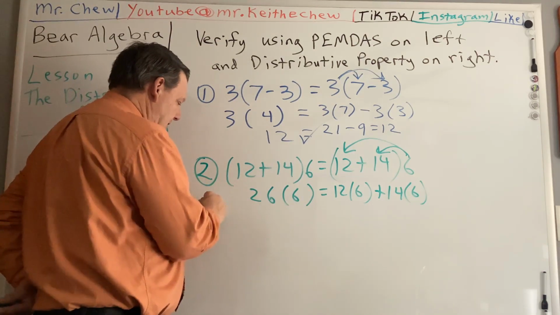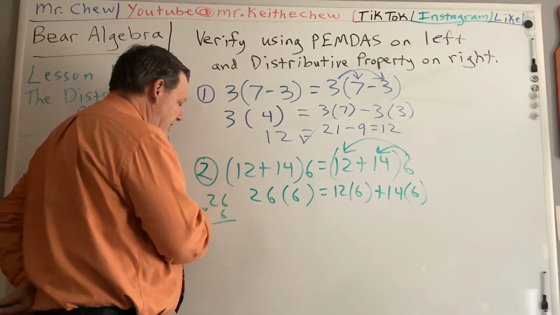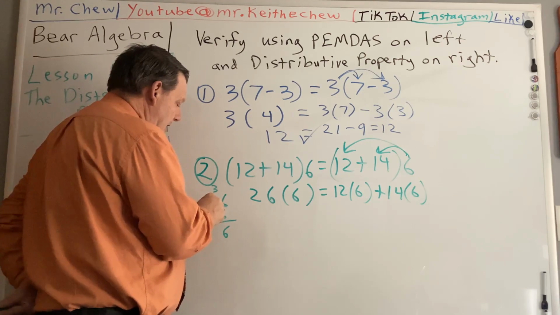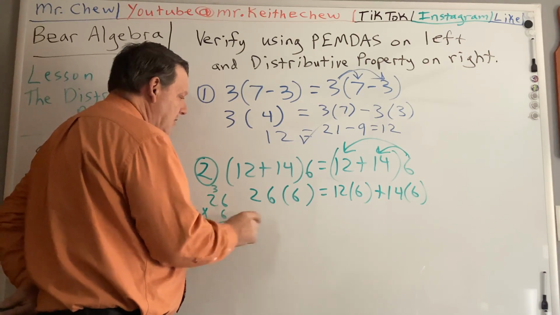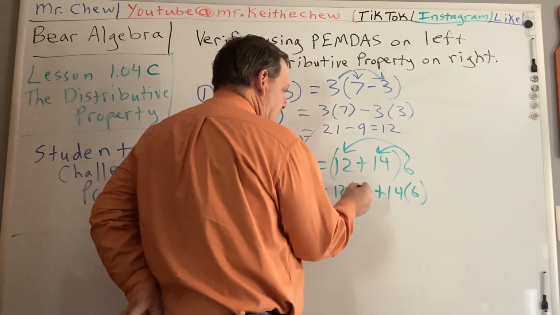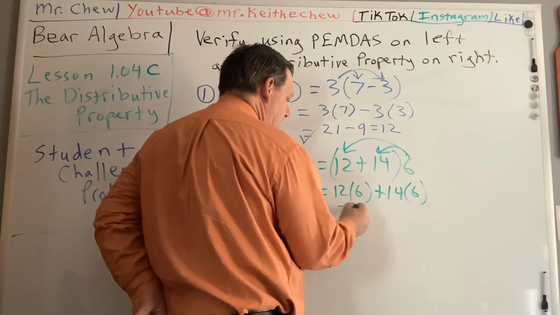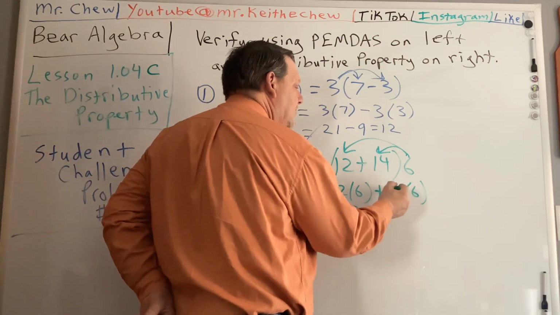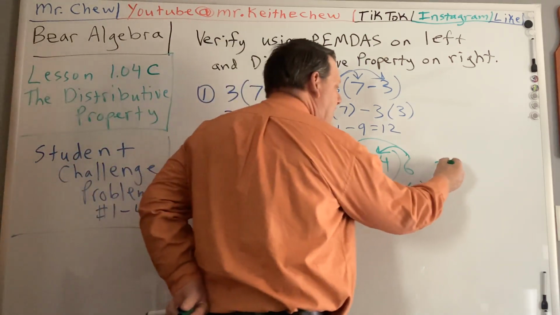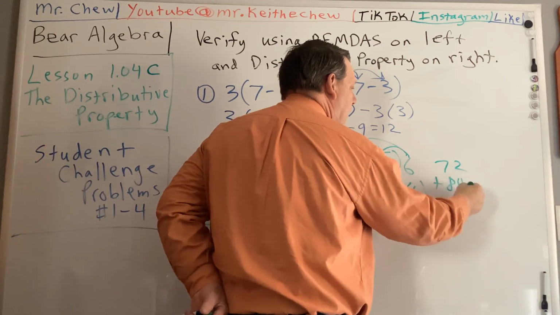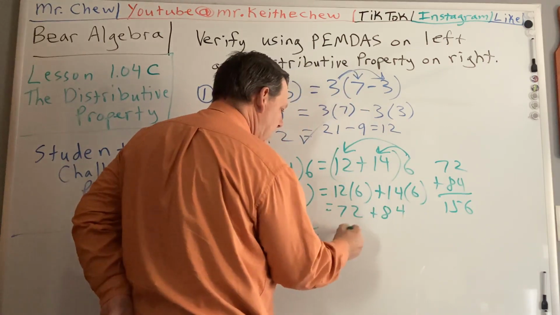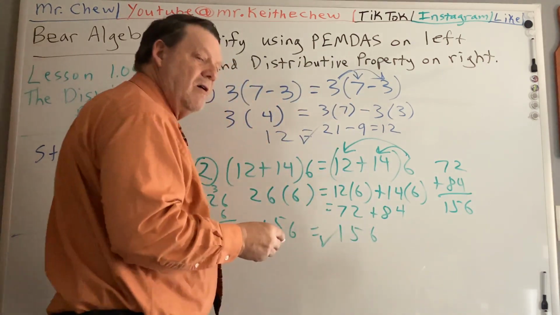26 times 6. I'll go ahead and long multiply just to give practice on that. 6 times 6 is 36, carry the 3. 6 times 2 is 12, plus 3 is 15. So that's 156. So 6 times 12 is 72. 6 times 14 is 84. And when I add my 72 and my 84, 4 plus 2 is 6, 8 plus 7 is 15. 156 verified on both sides.